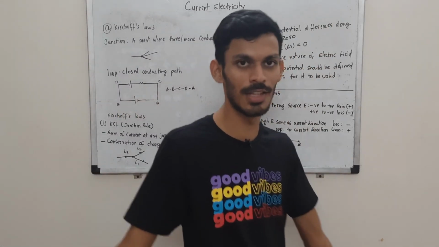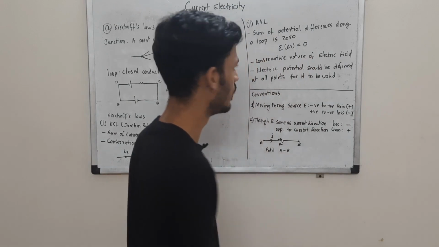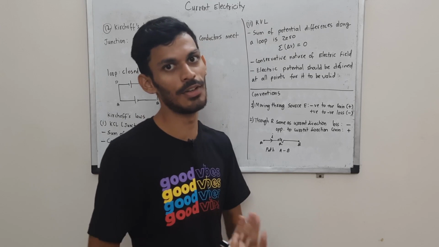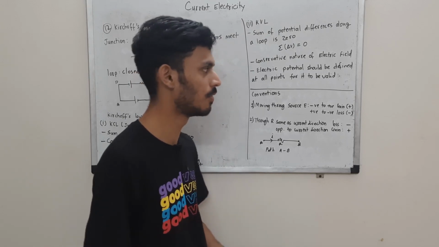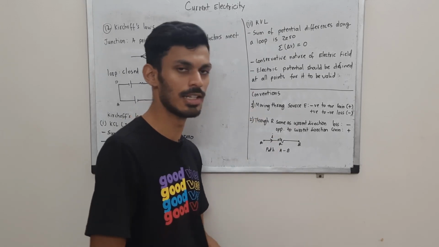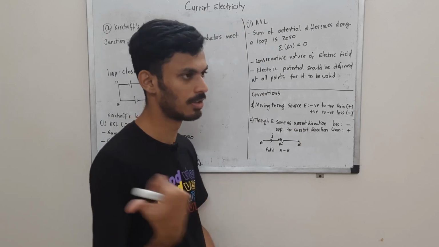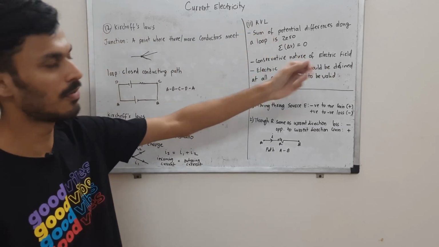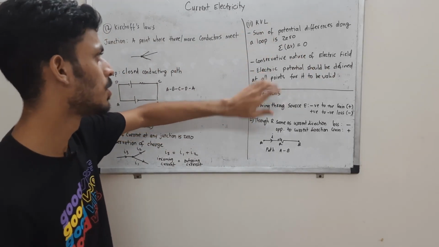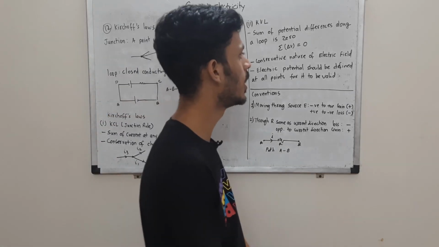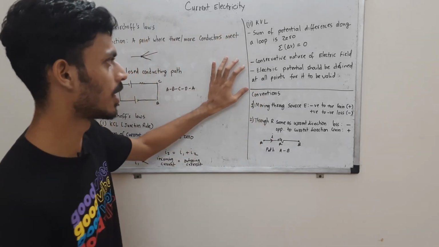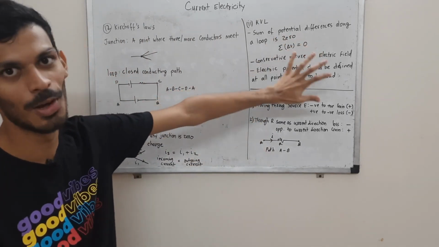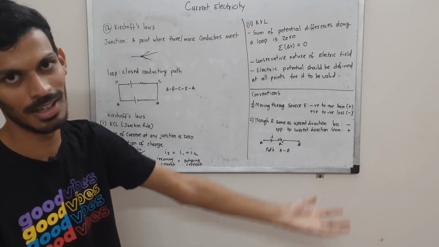This is due to the conservative nature of the electric field. We know that the electrostatic force is a conservative force, Coulomb force is a conservative force. And the electric field is itself conservative, something that we learned in previous two chapters. So this voltage law is a result of that. Electric potential should be defined at all points for this to be valid. That is also something that you should remember, that potential at every point should be defined in order for this law to work. In electric circuits, it is usually defined.